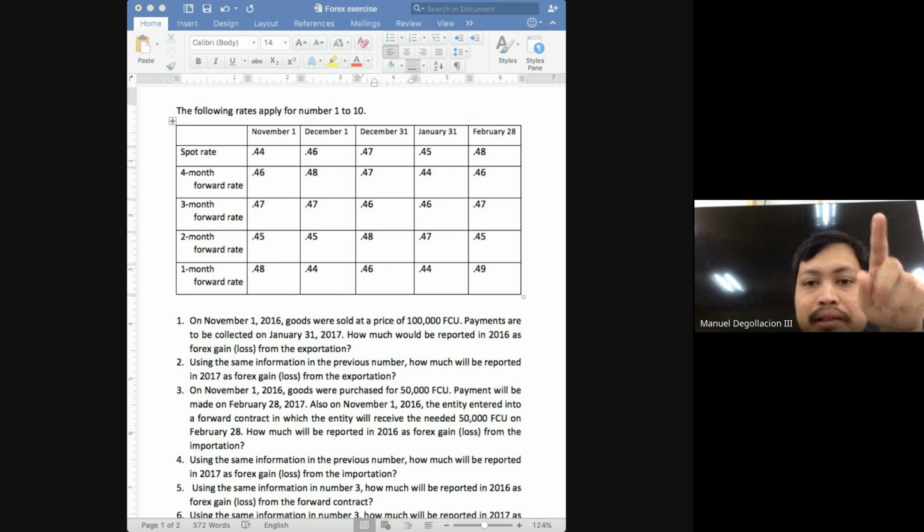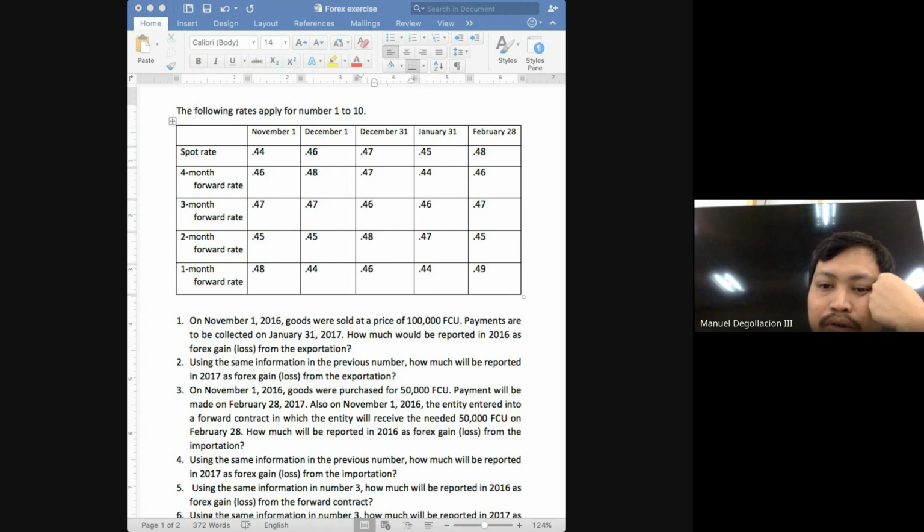When you were preparing the entry on November 1, class, do you already know the spot rate on December 1? No. Do you already know the spot rates on December 31, January 31, February 28? No. You use the spot rate on the date of the transaction, the date of delivery, which is 0.44. So if converted into our local currency, how much would be the value of this transaction? 100,000 times 0.44, and that will be 44,000. So what would be your complete entry on November 1? Debit accounts receivable, and credit sales in the amount of 44,000.